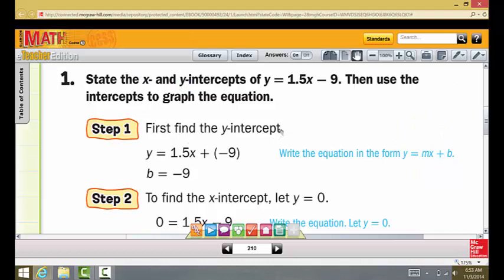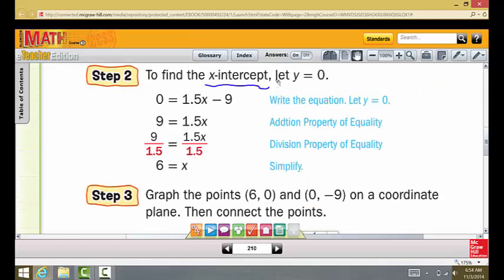First, we need to find the y-intercept. Well, the y-intercept should be easy because it is this point right here. It's because it's in the y equals mx plus b format. So right here, b is our y-intercept. So we've got the y-intercept of -9, and then in order to find the x-intercept, we're going to let y equal 0, because that is the definition of the x-intercept.